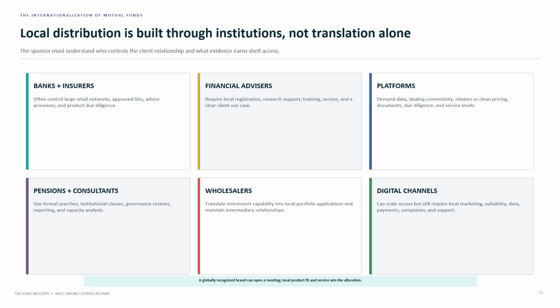A distributor's shelf is not a museum for impressive strategies. Every product must justify the space, the training, the operational work, and the risk. The portfolio manager may deliver alpha. The platform still wants the data file before the cutoff.